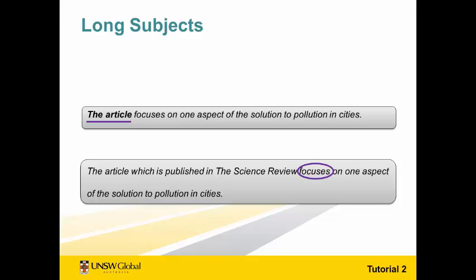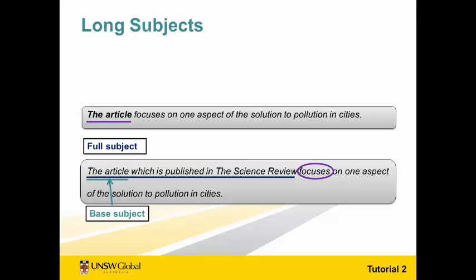We have our verb here, and everything before the verb is considered the full subject. Now take a look at the verb. Is it singular or plural? Well, it's singular, which means that the subject is singular. But there's so many words in the subject. How do we know which one affects the agreement? Well, we need to look for the base subject, and in this sentence, the article is the base subject.